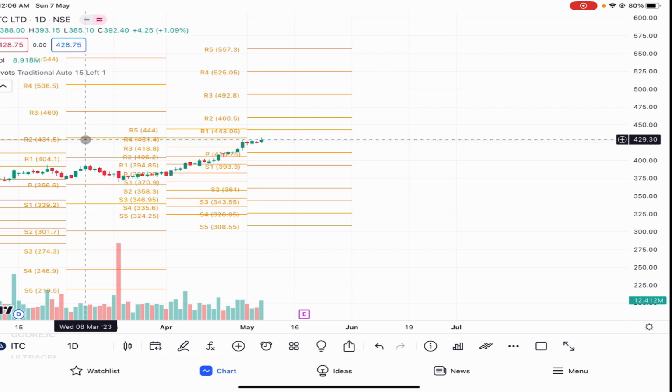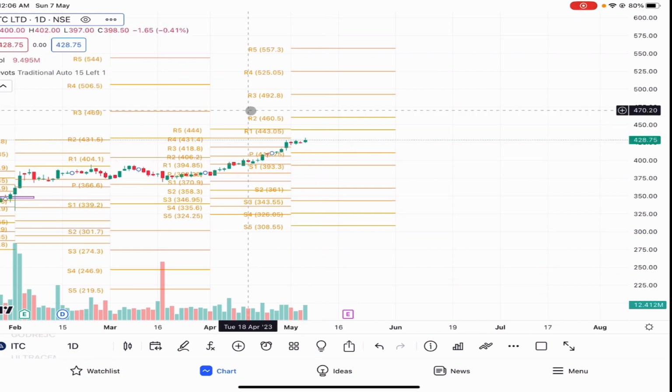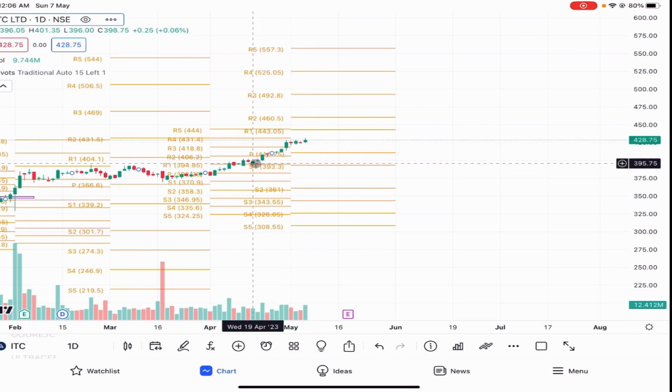Let's go and see. If you look at this, it's going to automatically plot some likely resistance and support levels. The R's are my resistance, the S's are my support. And if you look at this, the price actually took support over here and went up, took support over here, went up, took support over here and went up. So you see how it's respecting the pivot points.